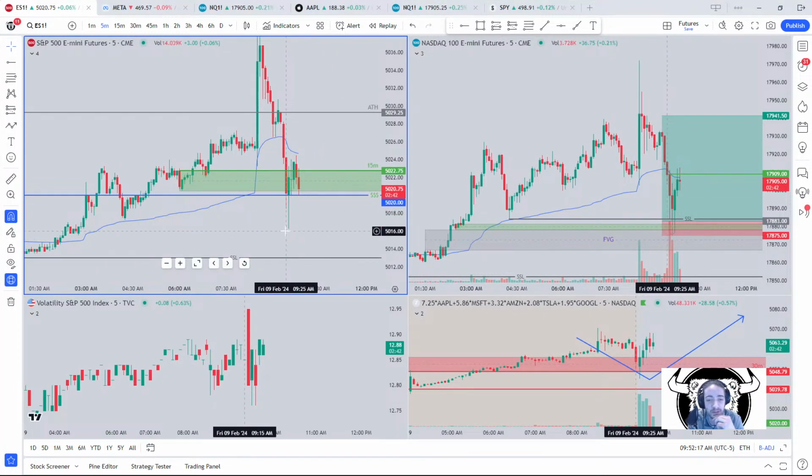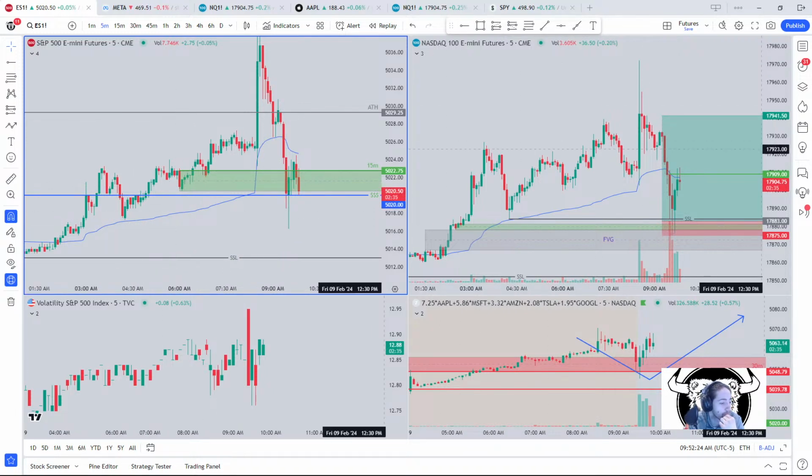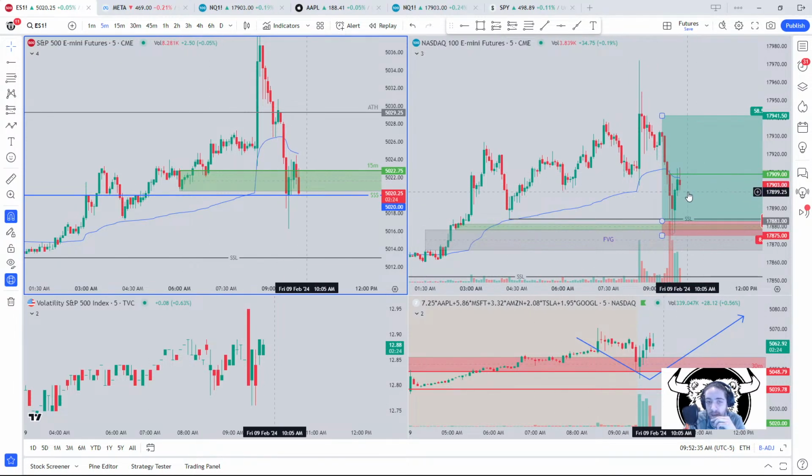240 left in this 5-minute. Plenty of time for the market to do whatever it wants. Tesla selling off. Not a fan of that. Really need that weighted indice to push back higher. It's struggling, though. But let's see if we want to make like a lower high or something.